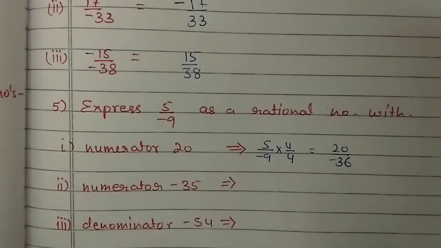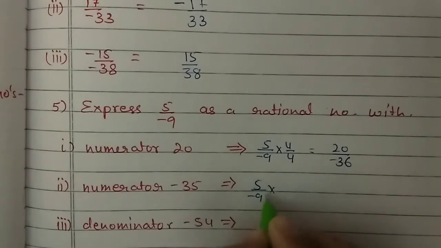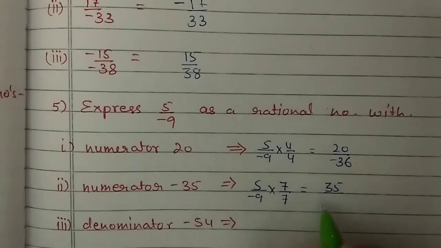Second case, numerator minus 35. So 5 by minus 9. This you have to make 35. So it means we have to multiply with 7. 7 5s are 35 and 9 7s are 63.